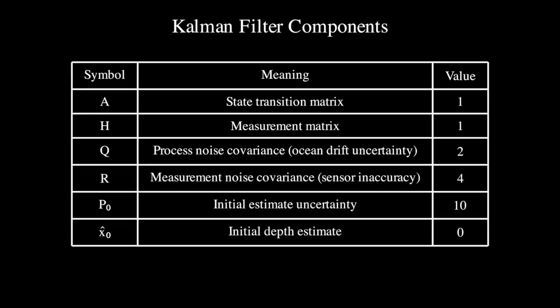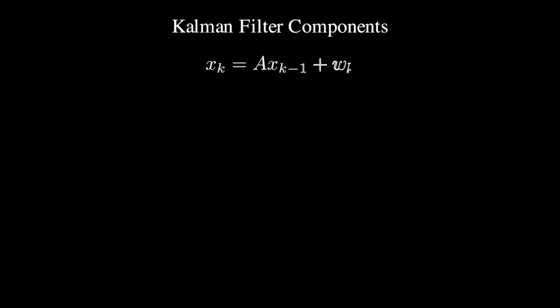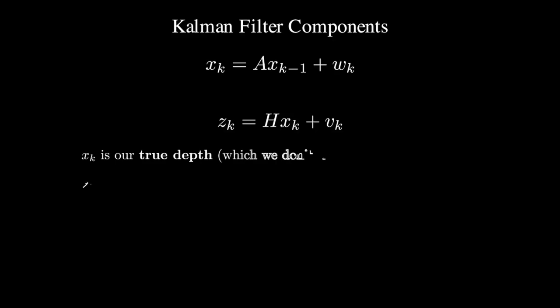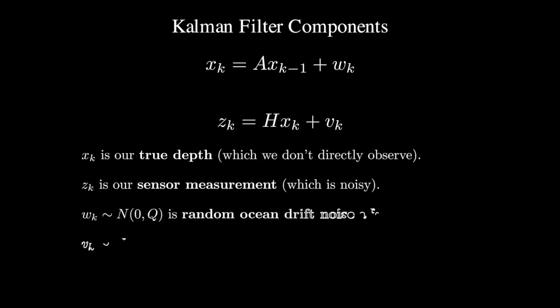Before running the Kalman filter, we define its key values. A and H are both equal to 1 for simplicity's sake. The rest of the values are arbitrarily chosen. They don't really need to be that. The system model is given by these two equations from earlier, where x_k is the true depth, which we don't actually know, but we use a Kalman filter to approximate.